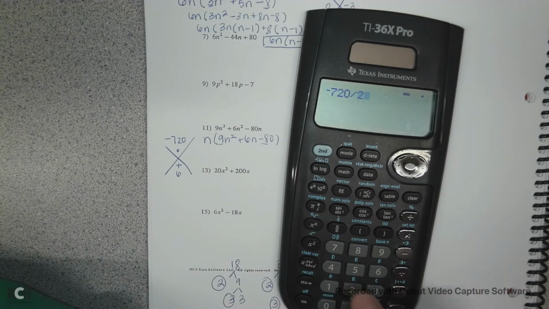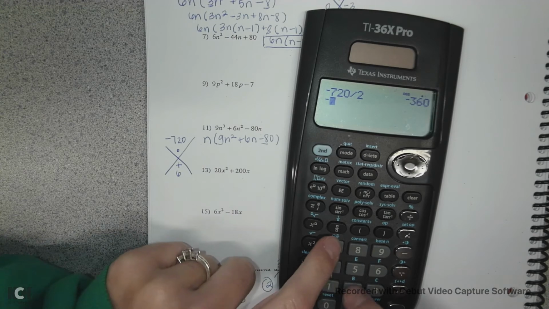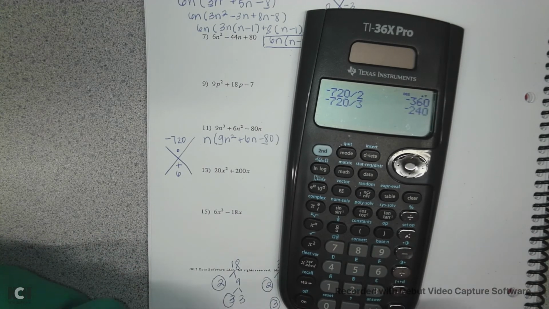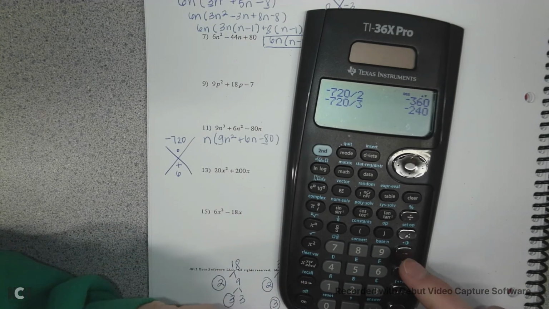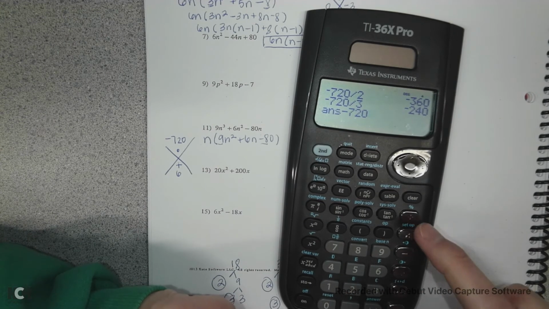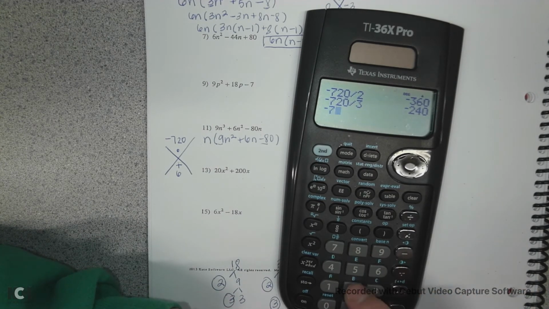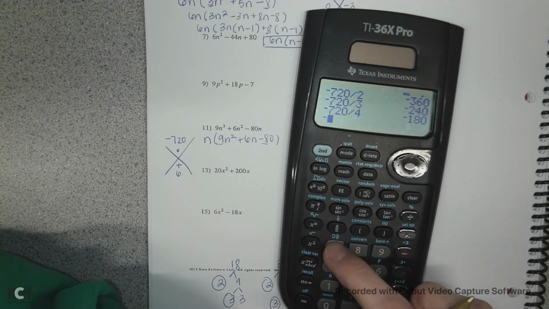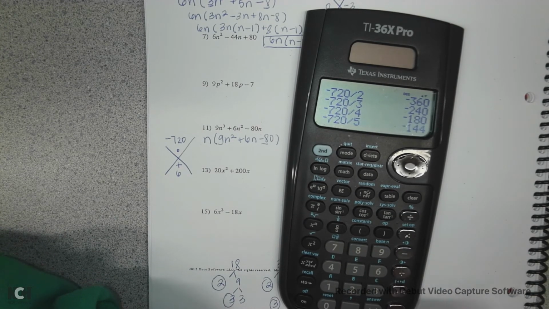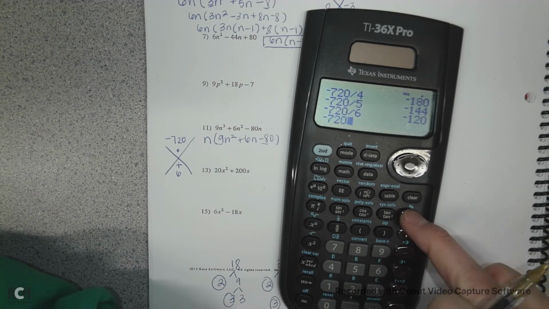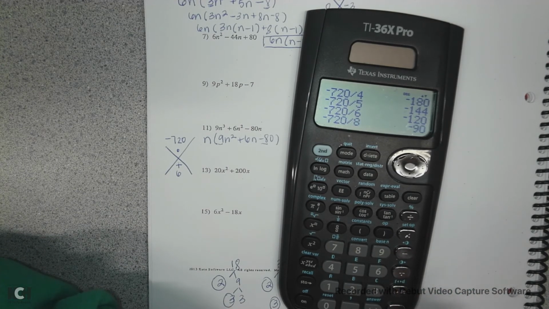Negative 720 divided by 2. Nope. Negative 720 divided by 3. Nope. Negative 720 divided by 4. Nope. Negative 720 divided by 5. No. Negative 720 divided by 6. No. Negative 720 divided by 8. No. We're getting there though.